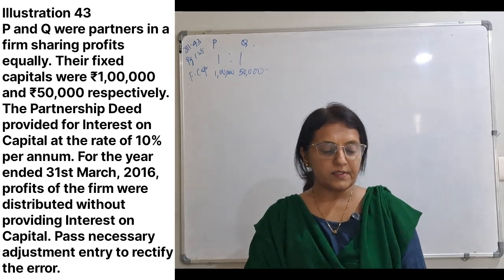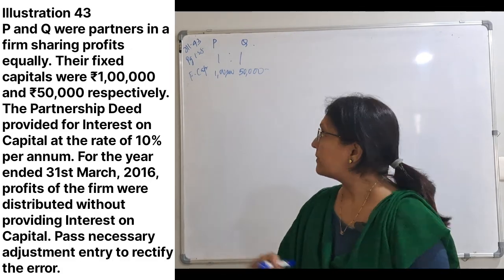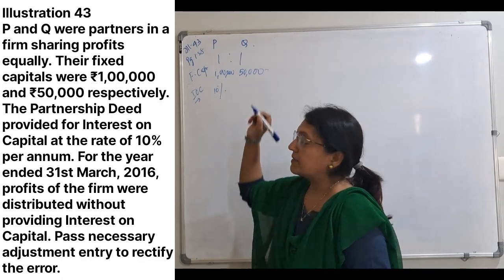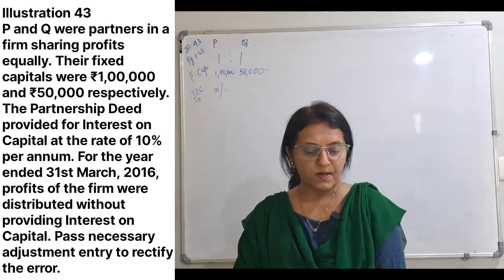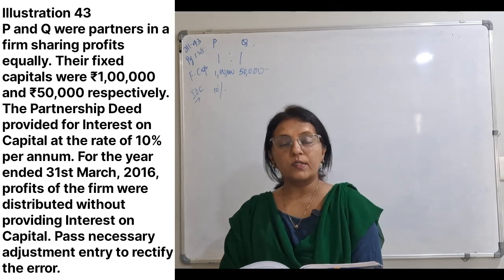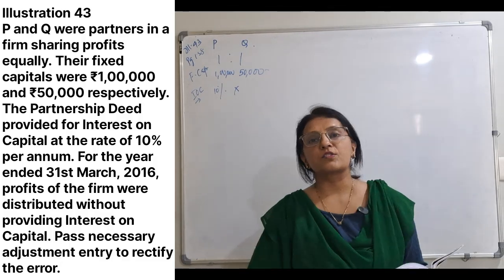The deed provided for interest on capital at the rate of 10% per annum. Now there is interest on capital, which is 10%. There is a deed. For the year ended 31st March 2016, profits of the firm were distributed without providing interest on capital. So we have not given the interest on capital.